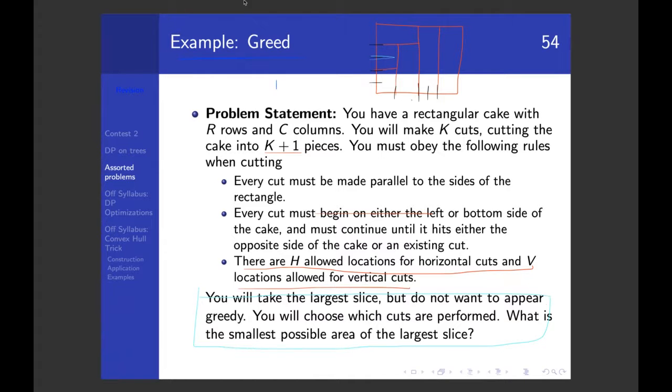And the problem says you would take the largest slice. However, you don't want to appear greedy. So what you're going to do is cut the cake slices in such a way that the area of the biggest slice is minimized.